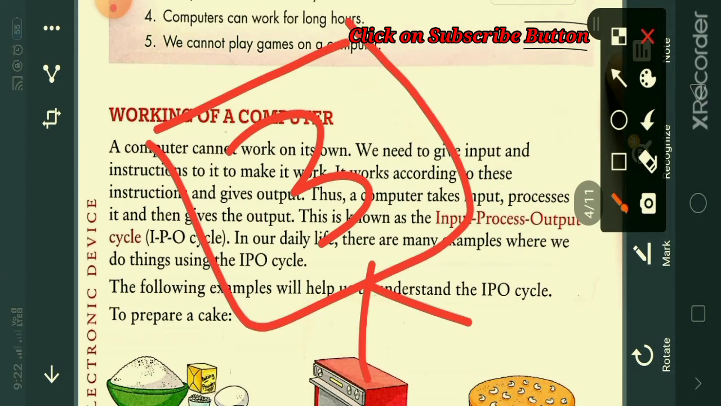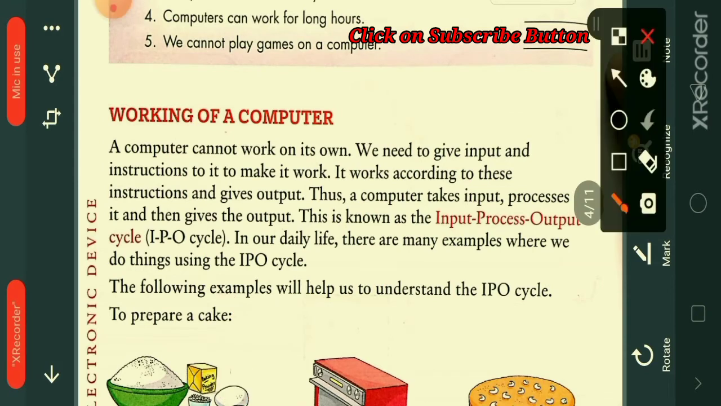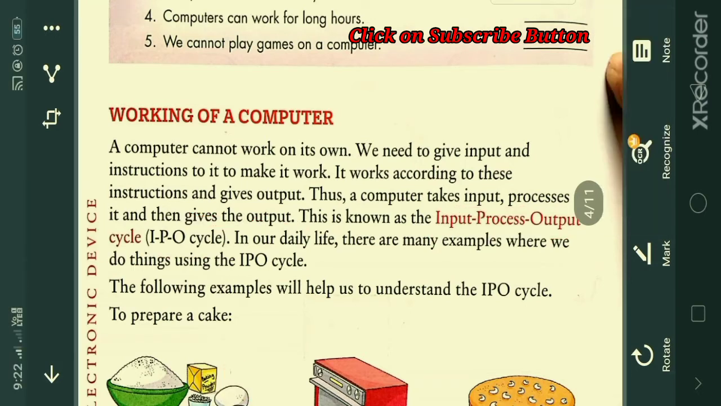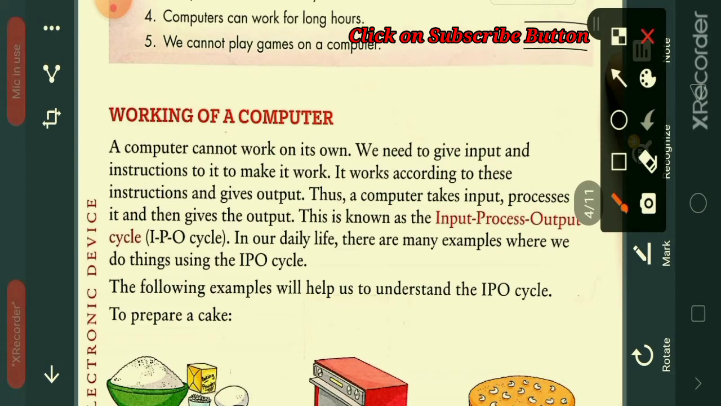Okay, so the computer takes input, processes it, then finally gives the output. This process is known as the input process output cycle, because the computer first takes inputs from input devices, and it processes them, finally it gives the output on the monitor. So this process is known as the input process output cycle, in short IPO cycle.